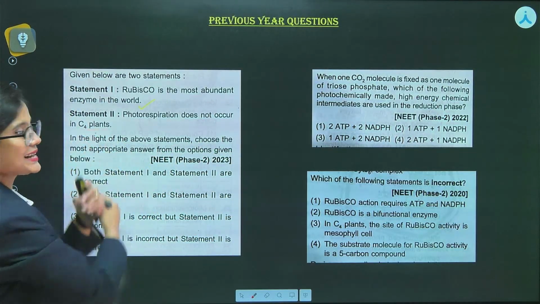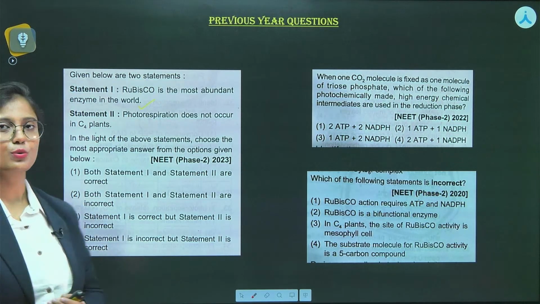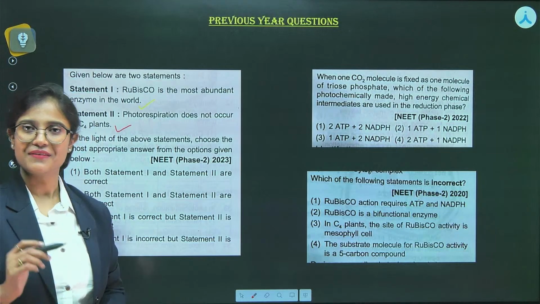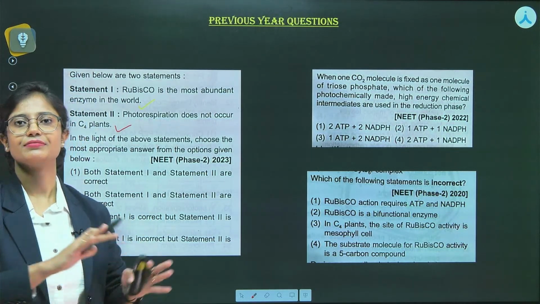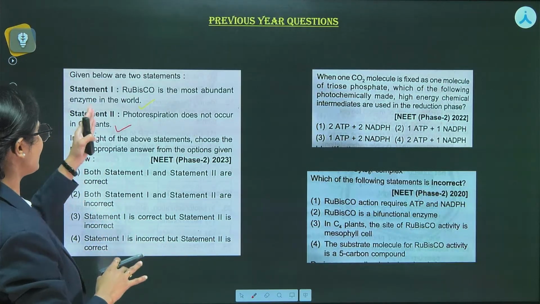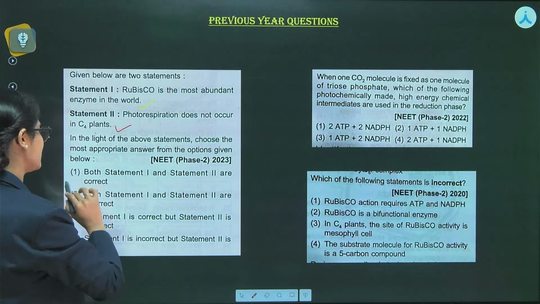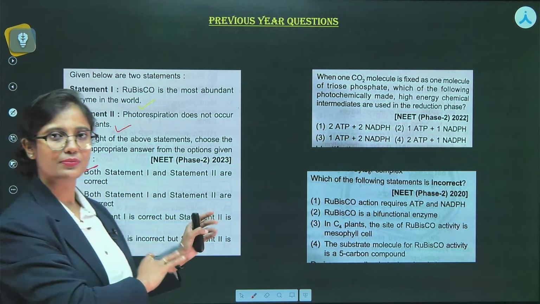Now, let's see the next statement which says photorespiration does not occur in C4 plants. So yes, this is an absolutely correct statement. We have studied that C4 plants में photorespiration नहीं होता. So here both statement 1 and statement 2 are correct and it is correctly depicted in option 1. Right? So this is how we rule out the other options as well.